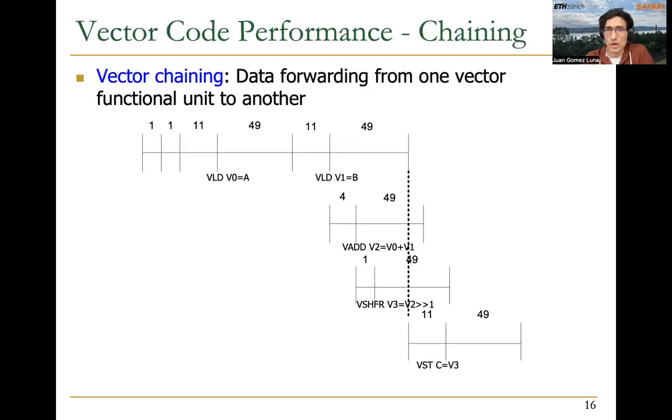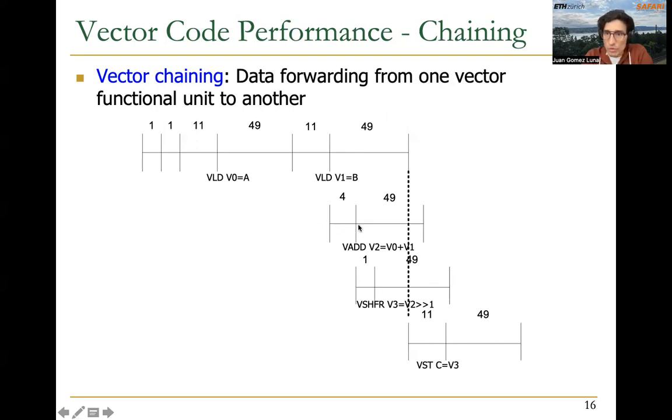Now, let's see how we can optimize this. And one way of optimizing this is performing chaining, which is data forwarding from one vector functional unit to another. Basically, if we have obtained both the first element of A and the first element of B at this point in time, we can already start executing the first addition that adds A0 plus B0, right? So that's why we can forward the element A0 and the element B0 to the functional unit that executes the additions and start executing the addition.